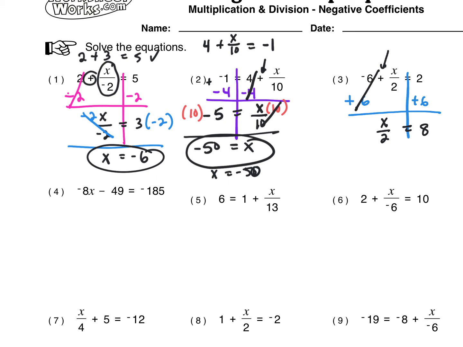Now we want to eliminate the divided by 2. So I see division, so we're going to use the opposite. We're going to multiply by 2. This 2 crosses off, leaving x, and on the other side we have 16. So our solution is x equals 16.